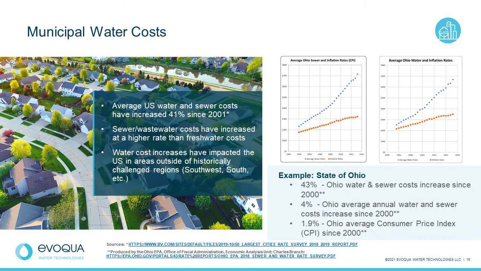This slide shows how the costs for both water and wastewater treatment have escalated. Overall in the United States, the average cost increase for water and wastewater treatment has been 41% since 2001, with wastewater treatment costs increasing at a higher rate than freshwater costs. And even in Ohio, as an example, which has not historically been a water scarce region, the average annual municipal and water sewer costs have escalated to almost 2 times the rate of inflation, as shown in the graphs.